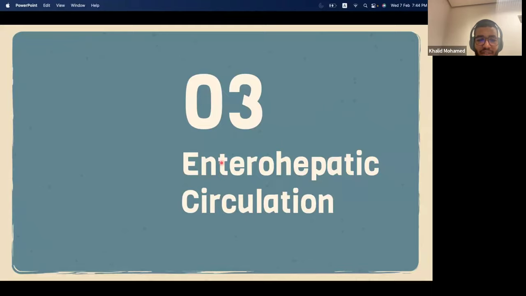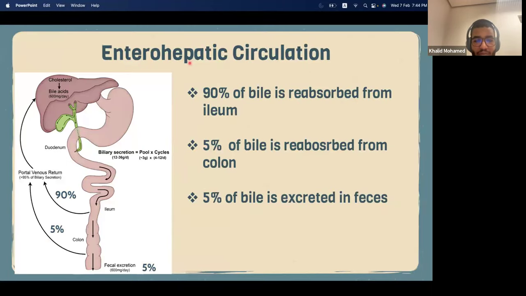So, enterohepatic circulation. Now, from the name, enterohepatic circulation. And yes, can you please recap that part?